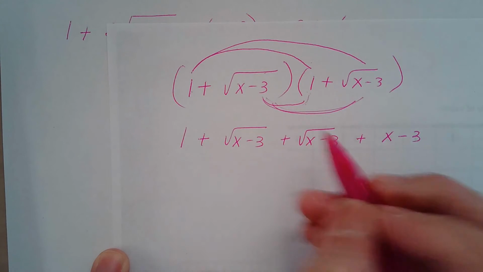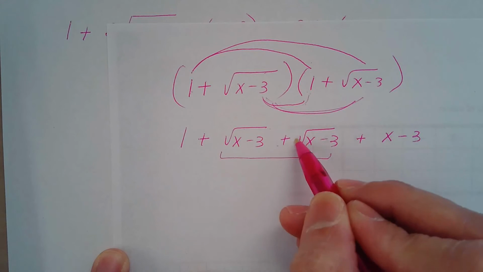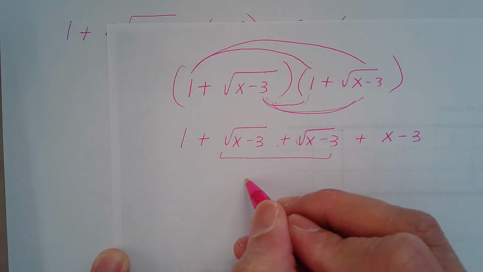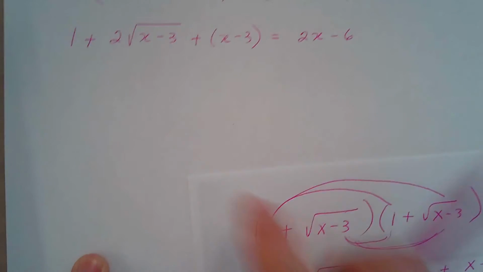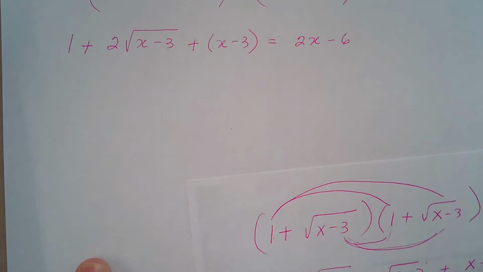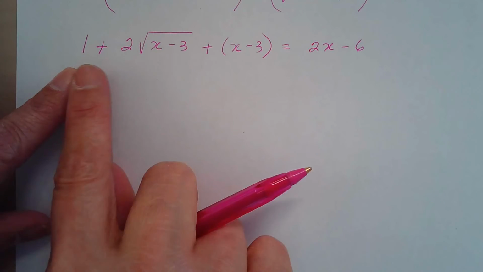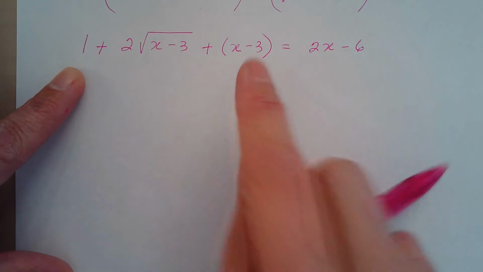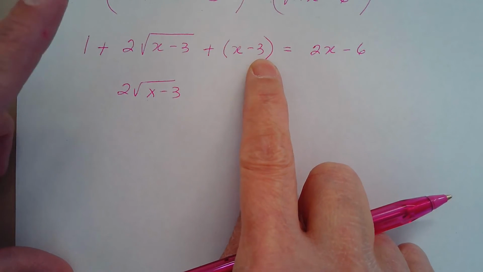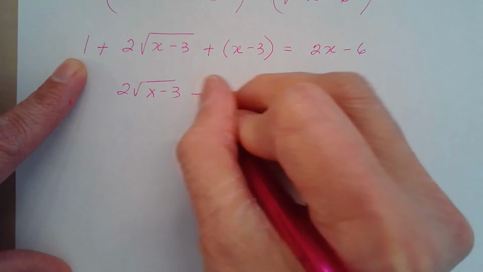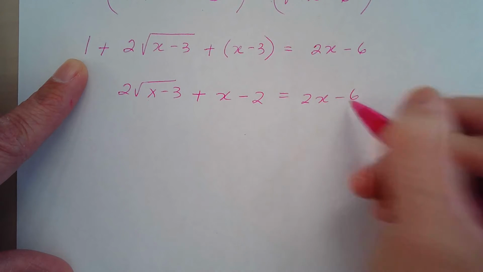So the question was about this part here, right? It's root of x minus 3 plus root of x minus 3. Now you're going to have 2 root of x minus 3. Okay, so that's why there's 2. Is that okay? Yeah, okay, good. So now, what are we going to do? We can probably clean things up in here. So it's 2 root of x minus 3. Combine like terms, so it's 1 and a negative 3 there. So x minus 2 equals 2x minus 6.